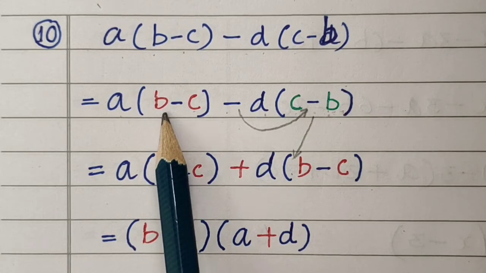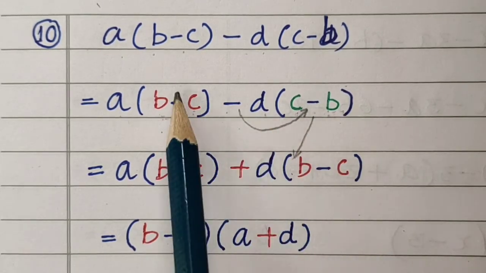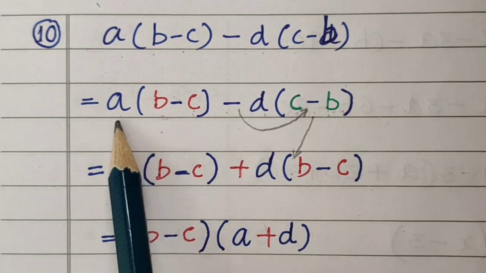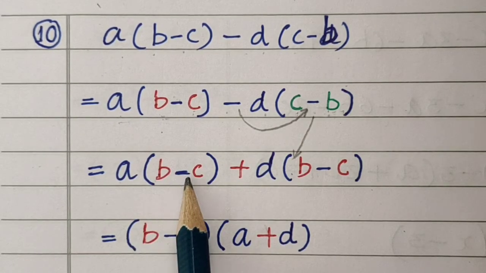There is a common b and c here. Here also b and c is there. Only the difference is the sign is changed. Let us keep this first term as it is, a into b minus c.